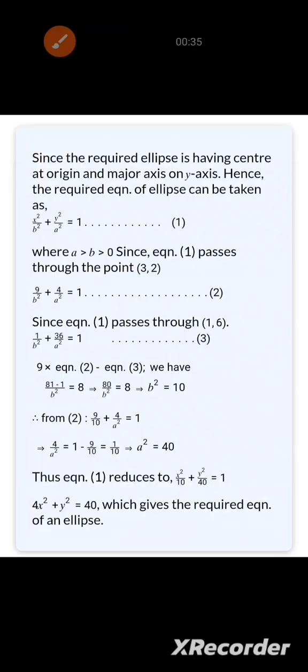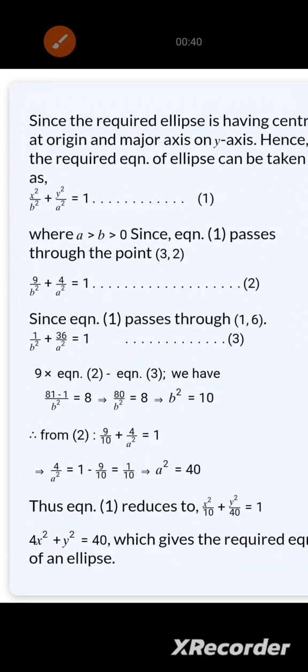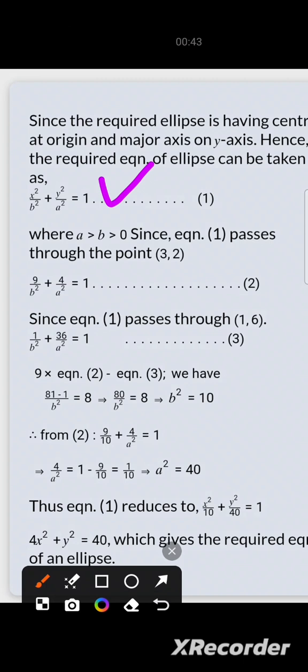Since it is given that the major axis is the y-axis, the equation of the ellipse should be in the second form, the vertical form, x square by b square plus y square by a square is equal to 1. Now this ellipse is passing through the point (3, 2), so this must satisfy equation 1. Similarly, it passes through the point (1, 6), so we'll get another equation. We have to solve them simultaneously to get the values of a square and b square.